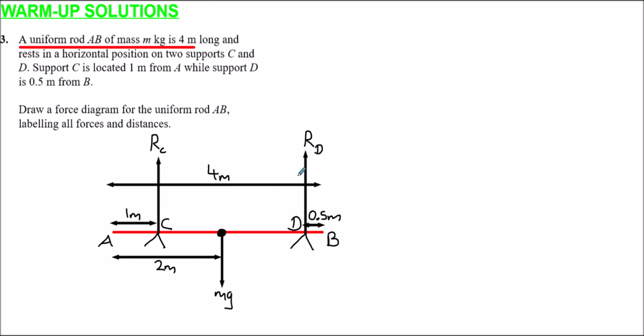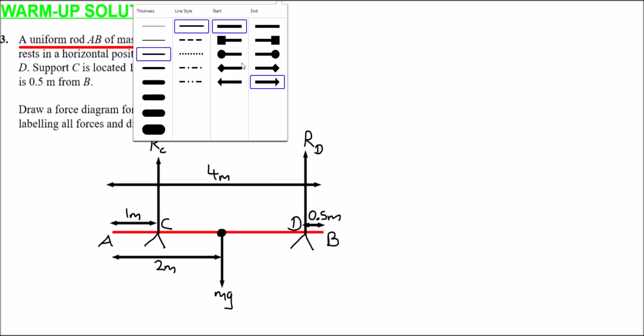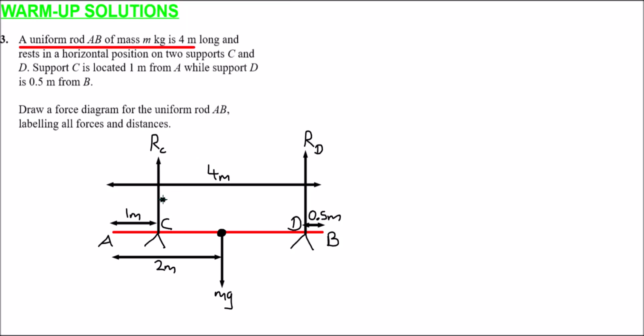Okay, and as well as that, if C is 1 metre from A, and D is 0.5 metres from B, we could also work out the distance in between these supports C and D. So in between the supports C and D, if that's 1 metre and that's 0.5, but the total length is 4, then between C and D, that's going to be 2.5 metres.